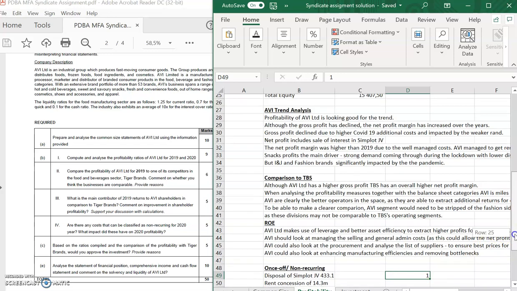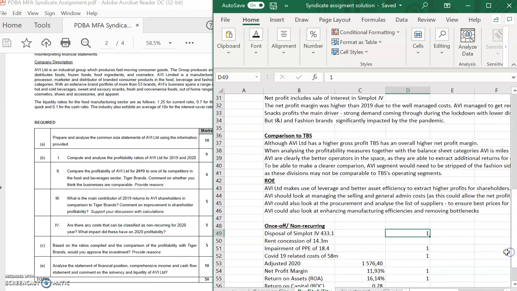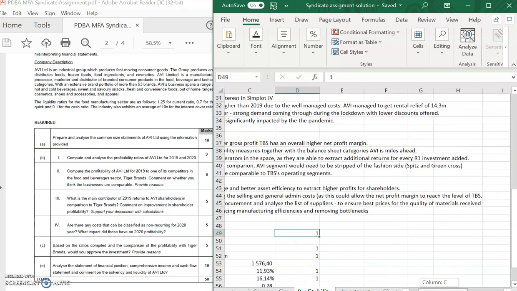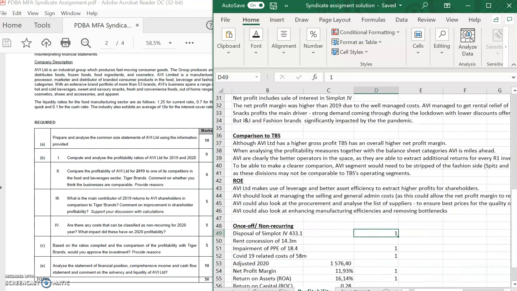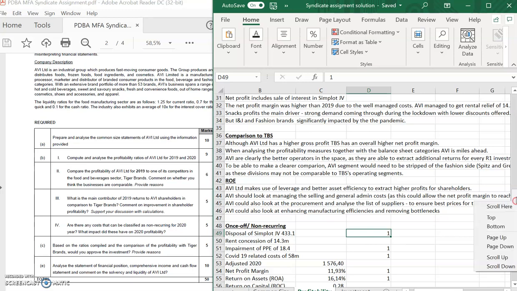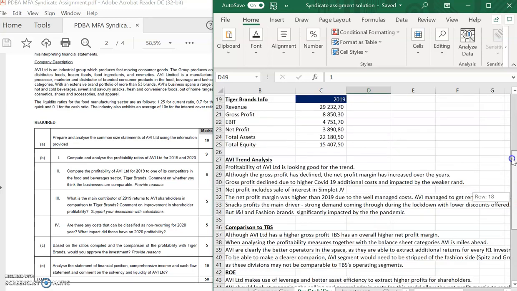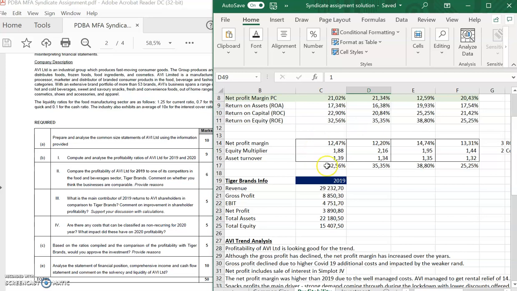When we look at the return on equity, AVI makes use of leverage and better asset efficiency to extract higher profits. So the return on equity, when you look at it, is coming mainly from the use of leverage. So here, if you look at what's happening within the return on equity, you've got your equity multiplier at 2.16. Your net profit margin is higher.